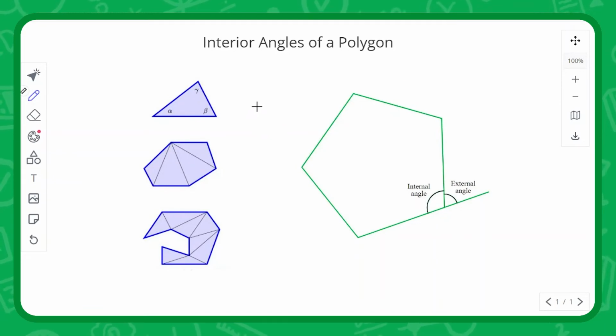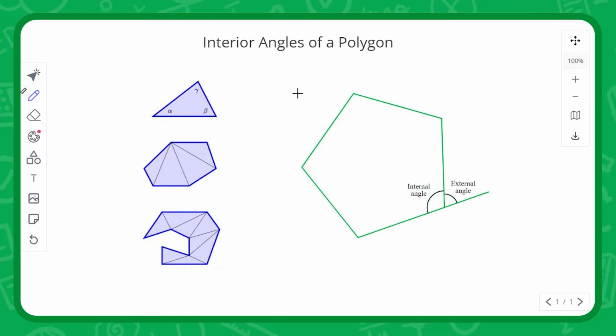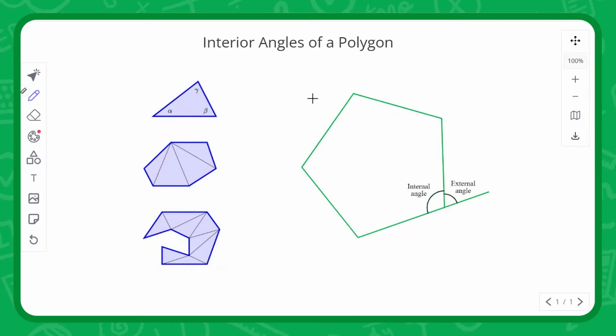So what we're going to move on to now is calculating the interior angles of a polygon. And this doesn't have to be a regular polygon. It can be any polygon and it will still work out. So I'm going to show you the formula here and how it works. Now, if we take this triangle, we know any triangle adds up to 180 degrees.